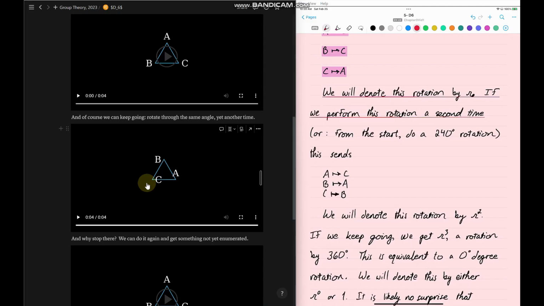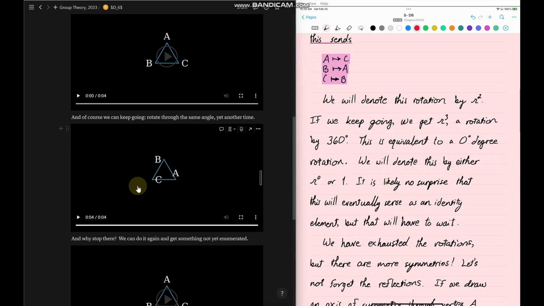If we perform this rotation a second time, or from the start do a 240-degree rotation, this sends A to C, B to A, C to B. We will denote this rotation by R squared.